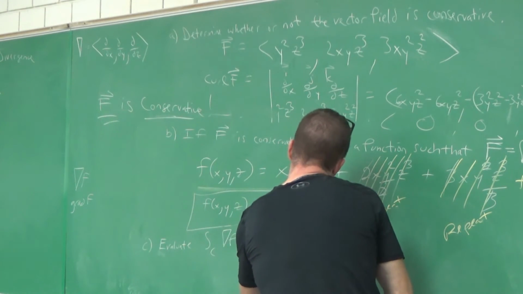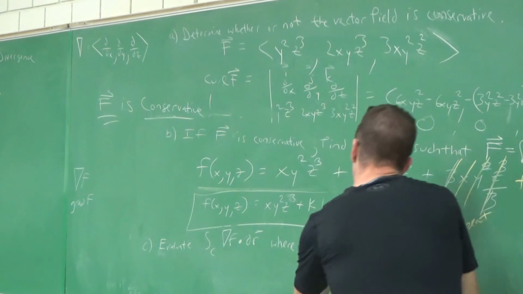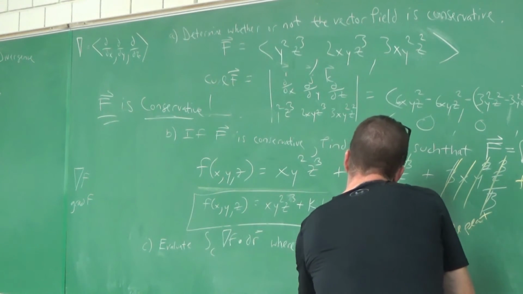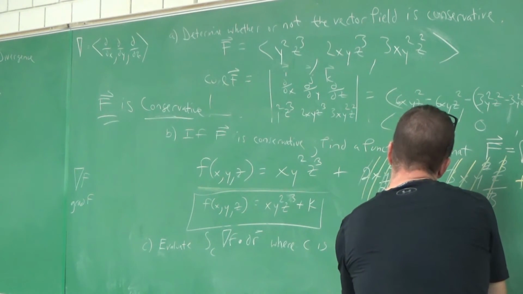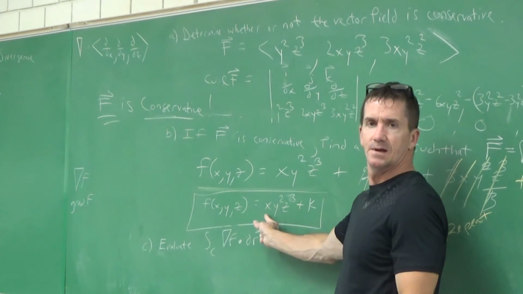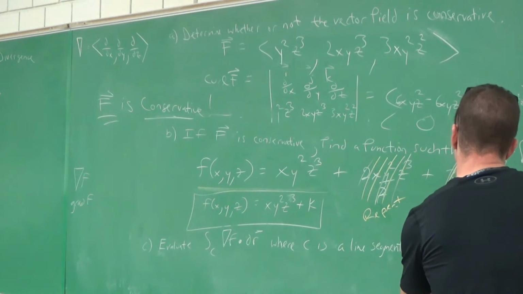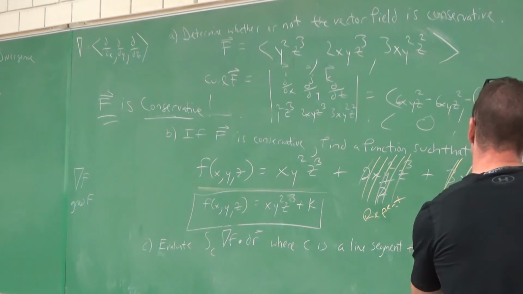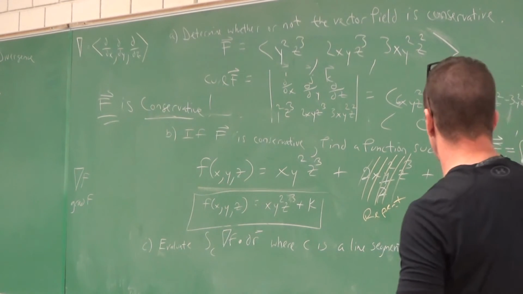Where C is, I'm going to choose some kind of path. How about a line segment? C is a line segment from the point, I'm gonna make up some point in three-dimensional space. How about 2, 0, 4 to the point 3, 1, negative 2. I just chose 2 random points in three-dimensional space.